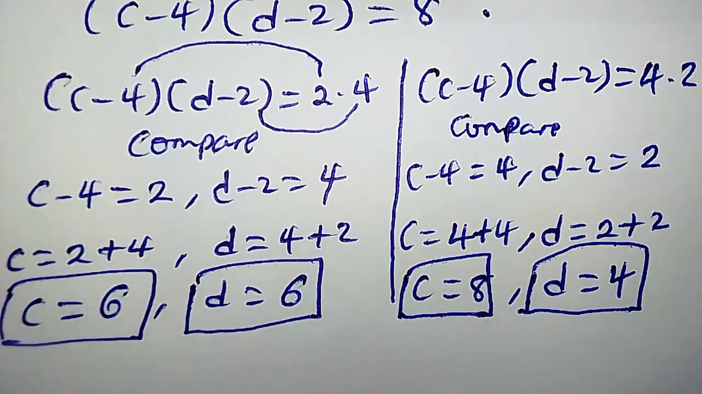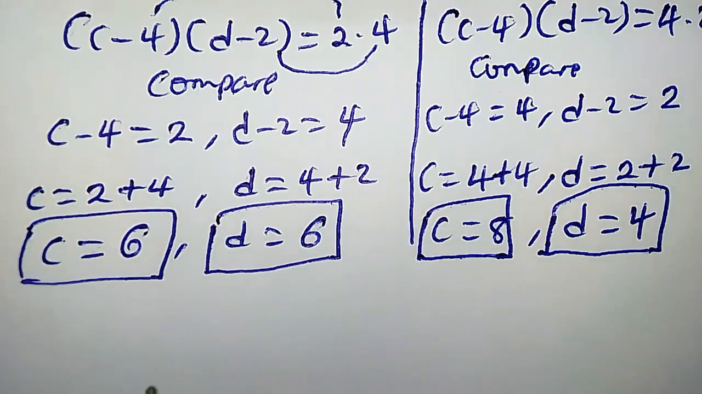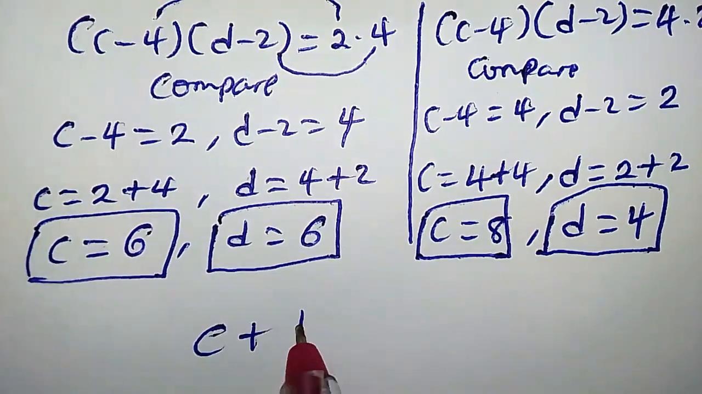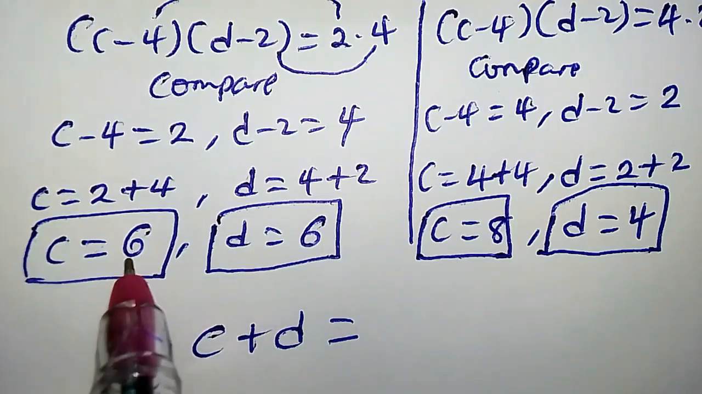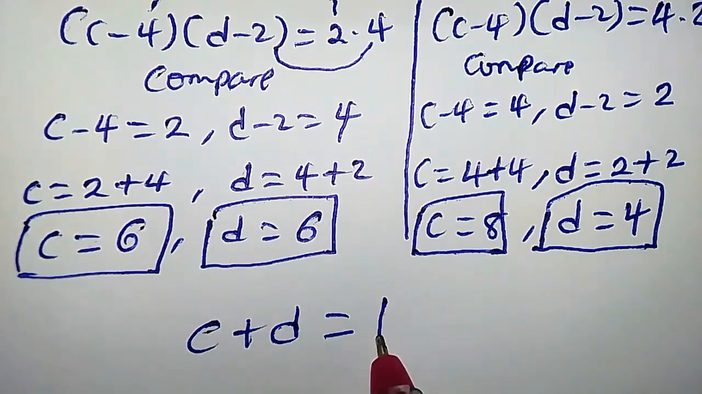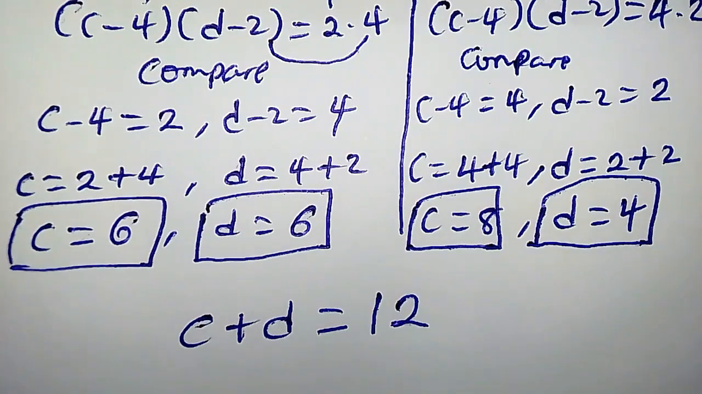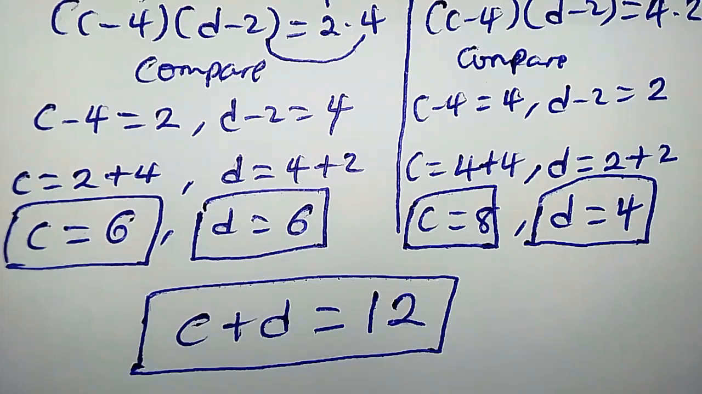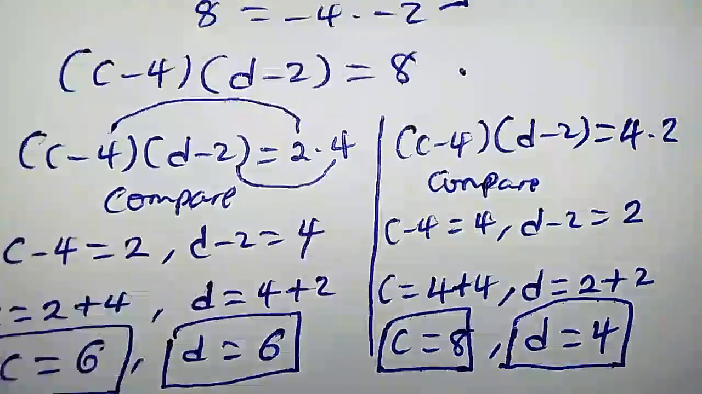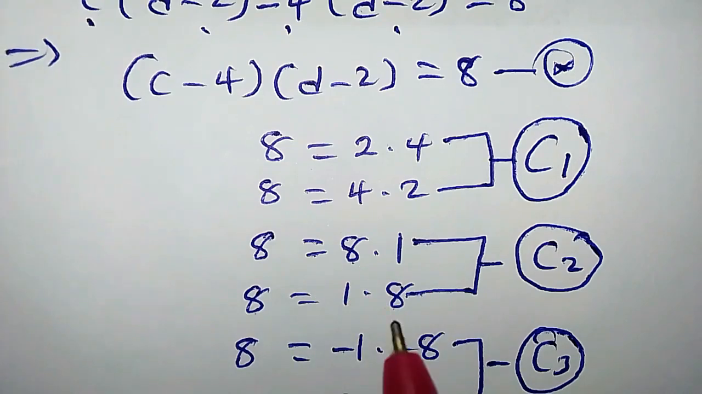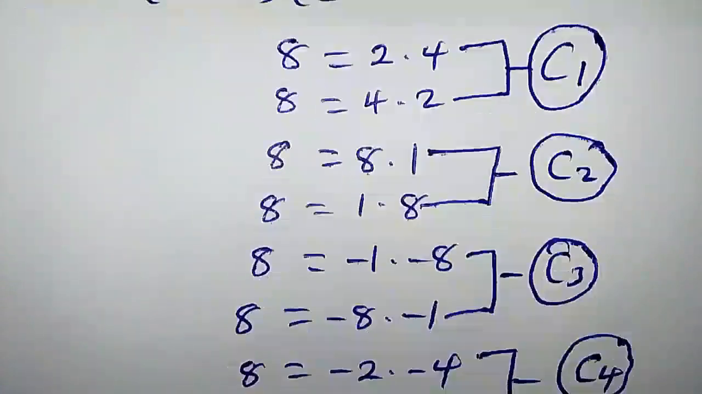But our goal is to find C plus D. So let us simply add C and D together. So C plus D is equal to 6 plus 6, that is 12. 8 plus 4, that is also 12. So C plus D is equal to 12. This is the first value of C plus D. The next step now is to consider case 2, C2, when 8 equals 8 times 1 and when 8 equals 1 times 8. So let us do that now.